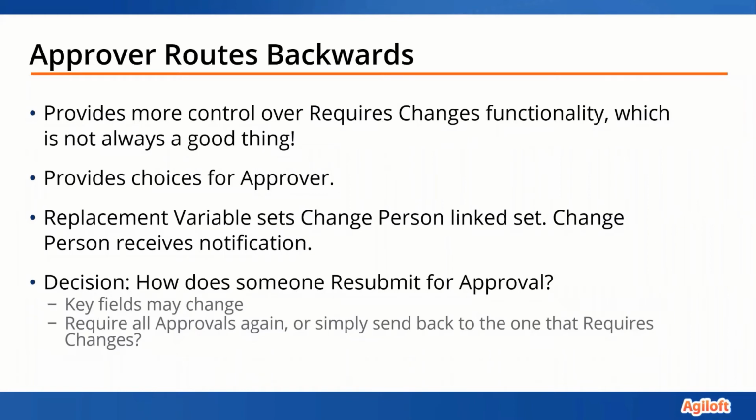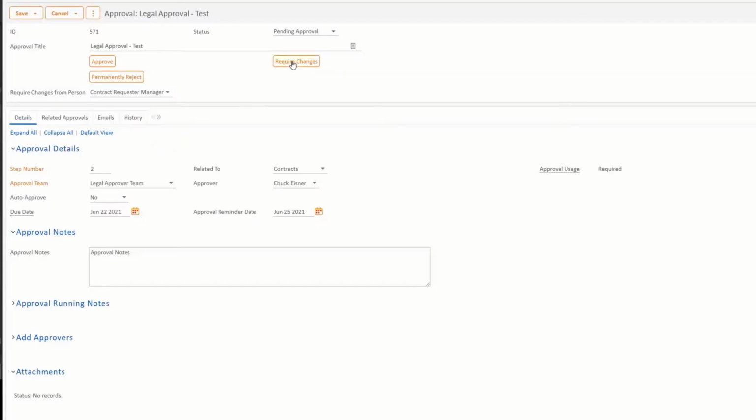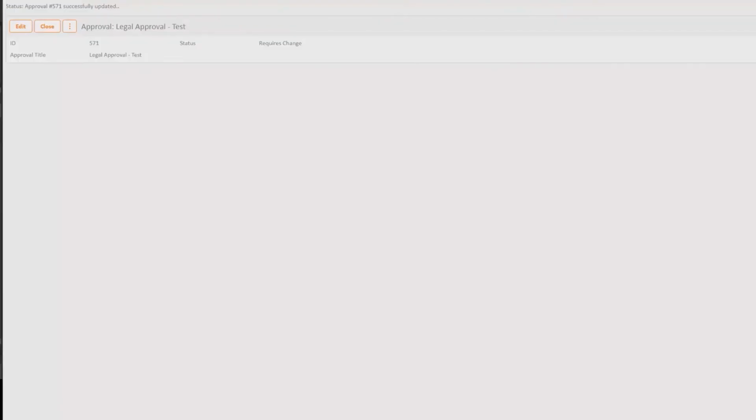You may have something in place now that goes through your contract managers. This sort of bypasses it because we're going directly from the approver to whoever they're selecting. So it's just something to consider. In Agiloft, we just update the required changes from person field. These are replacement variables that we're looking at, and required changes as normal, and that person receives a notification.